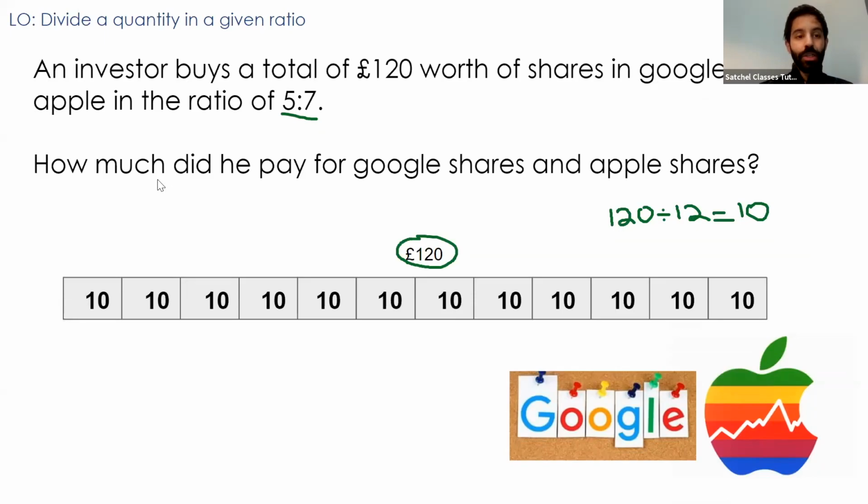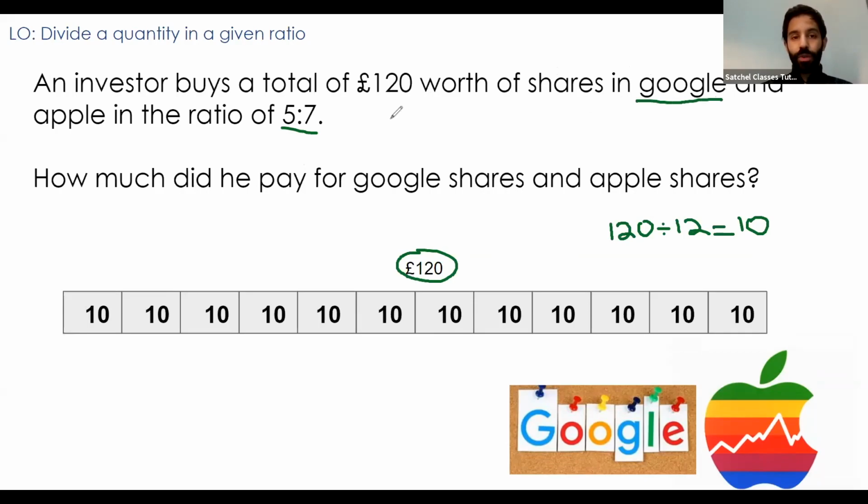And here we go. How much did he pay for the Google shares and the Apple shares? Well, if I get the pen out again, we started with Google. So Google's going to be 5. We're going to count 1, 2, 3, 4, 5 parts. Draw a line here. This is going to be for Google.